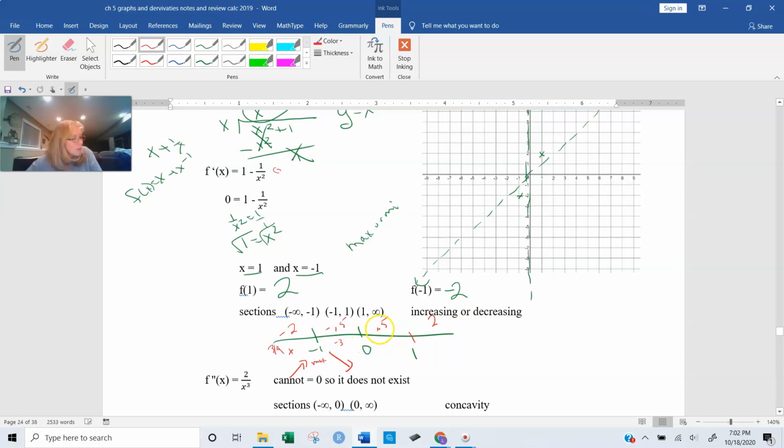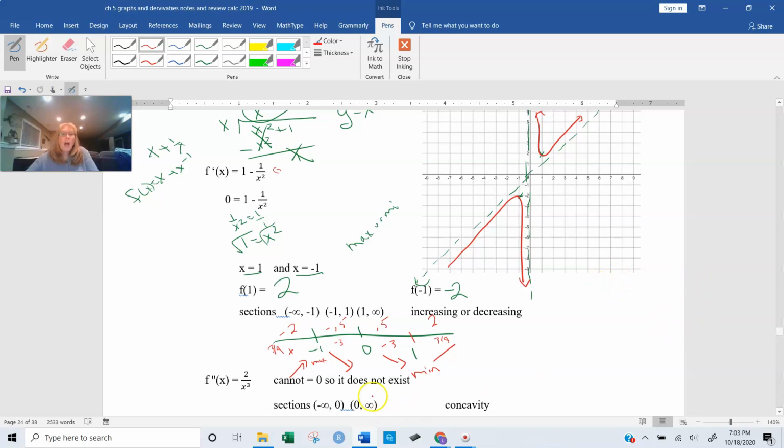Now let's plug in positive 0.5. When you put in positive 0.5, you get a negative 3. So he's going down. And when you plug in 2, you get positive 3/4. So he's going up. So 1 is a min. So negative 1 is a max, 1 is a min, which kind of looks like what my graph should look like. Because if I was going to sketch this in right now, I would go here, hit him, and turn around. He'd be a max, and this guy would be a min. That's what I'd have so far.